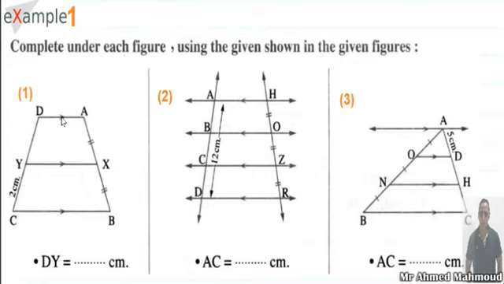Since the two segments here are equal, that means DY equals YC. That means if YC equals 2 centimeters, then YD also equals 2 centimeters. Here he asked about DY, it equals 2 centimeters. I think it's very easy.